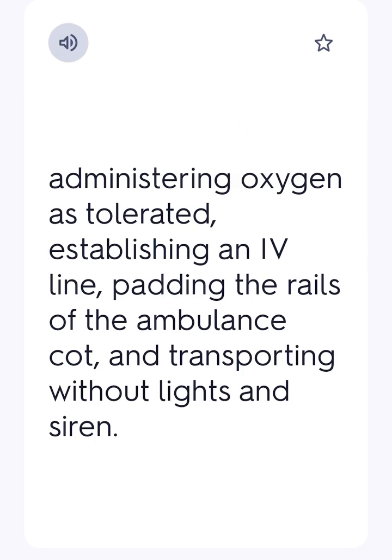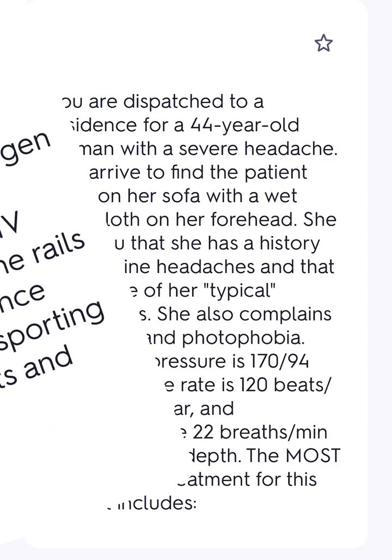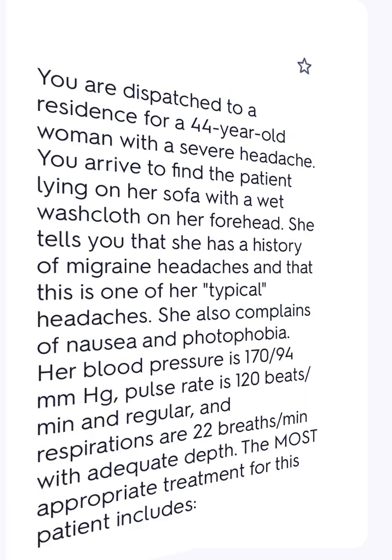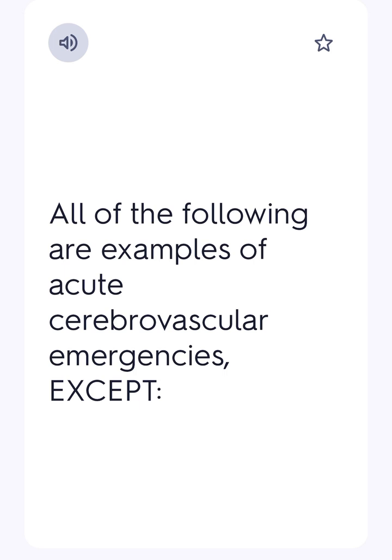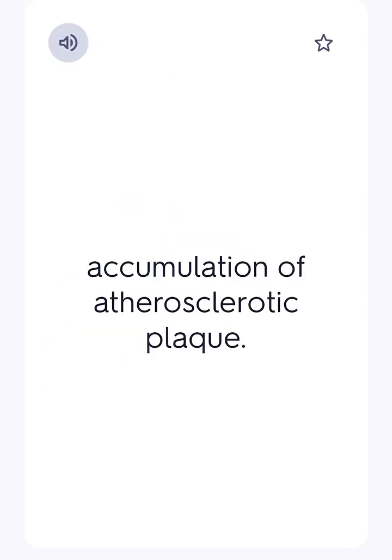Administering oxygen as tolerated, establishing an IV line, padding the rails of the ambulance cot, and transporting without lights and siren. Oxygen as tolerated, starting an IV line, and administering ondansetron, and transporting without lights or siren. All of the following are examples of acute cerebrovascular emergencies: EXCEPT. Accumulation of atherosclerotic plaque.